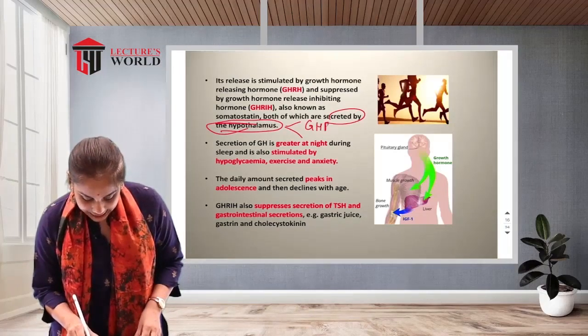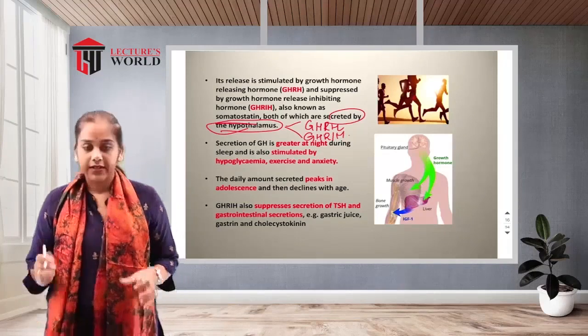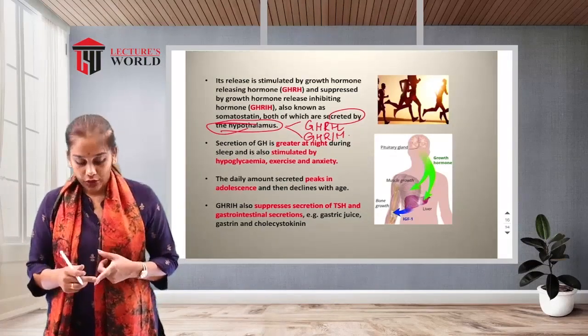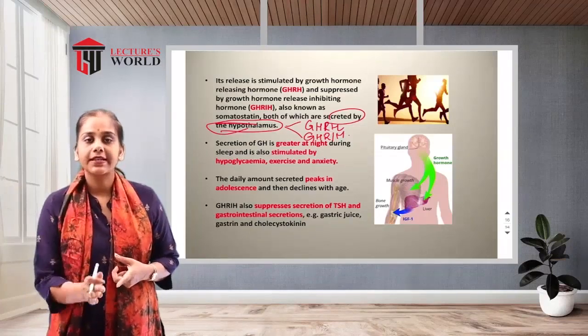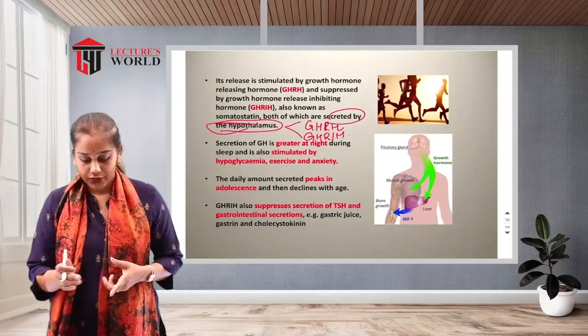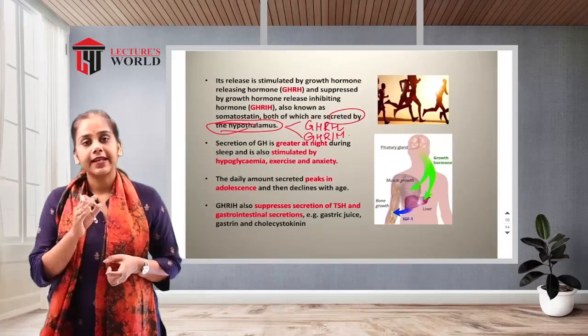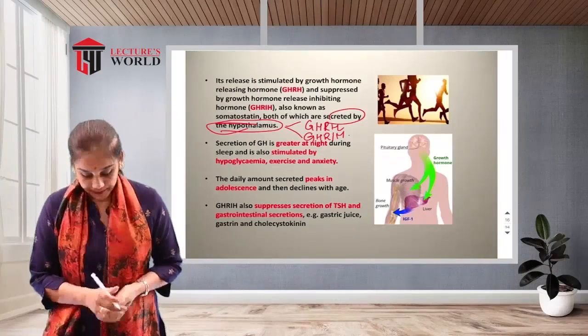GHRH and GHRIH. Growth hormone releasing hormone releases the growth hormone, and growth hormone release inhibiting hormone stops the growth hormone. Both are secreted by the hypothalamus and they trigger the anterior pituitary gland.